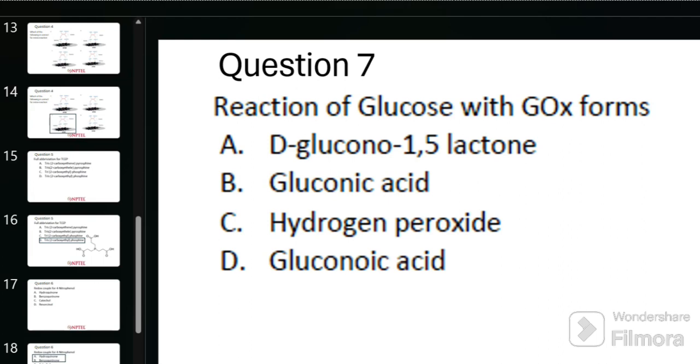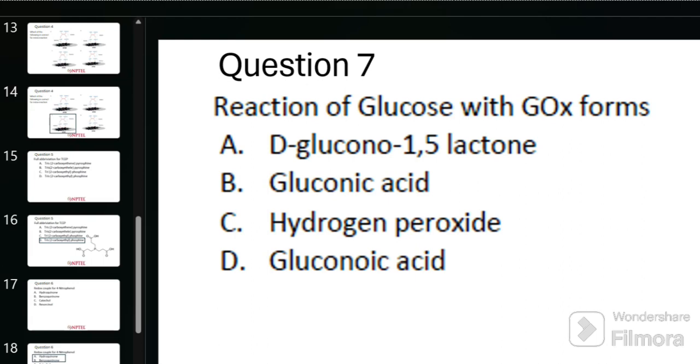Then the seventh question is what is the reaction of glucose with glucose oxidase forms. So basically in a glucose monitor we have the platinum electrode which is coated with a semi-permeable membrane, and then we have a glucose oxidase. So basically, add on glucose, at the platinum electrode we have the electron release. The electron release happens due to reduction of hydrogen peroxide, giving out electrons at the platinum electrode.